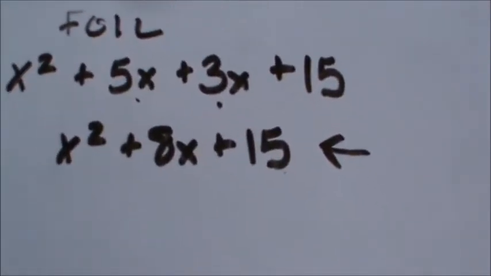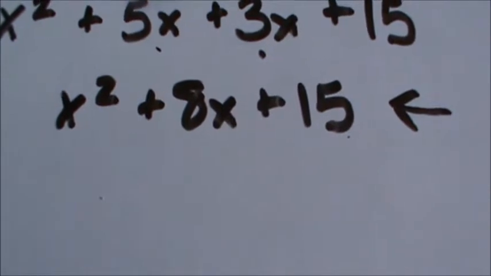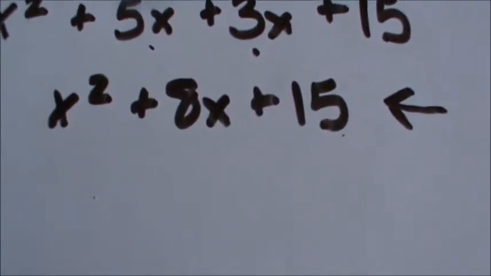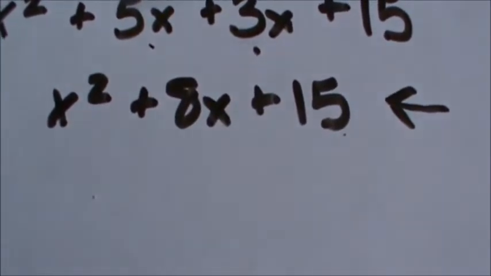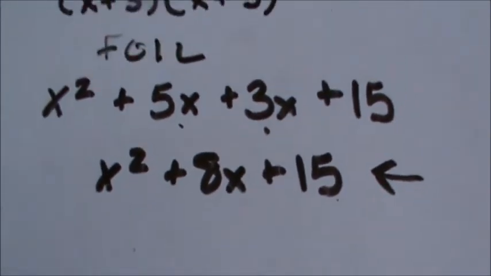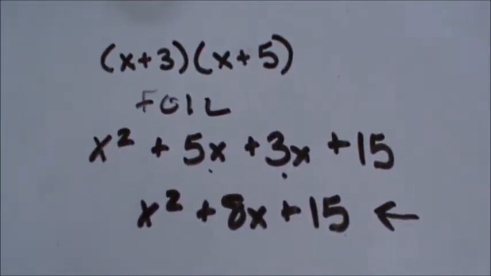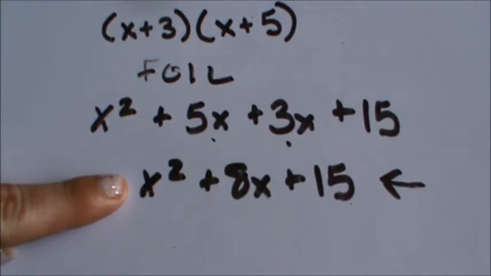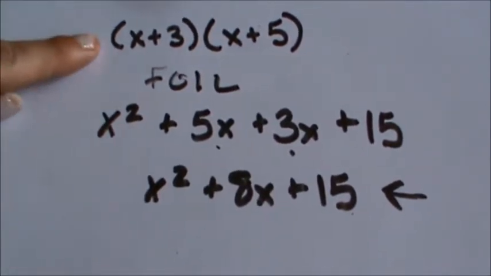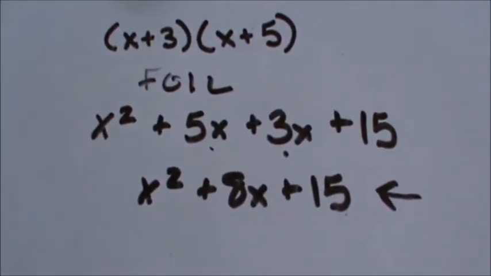So when we look just at this, we know we are looking for two numbers that multiply to be 15 and add to be 8. What are those numbers? 3 and 5. So we're going to start off with problems that look like this and write their factored form like this.